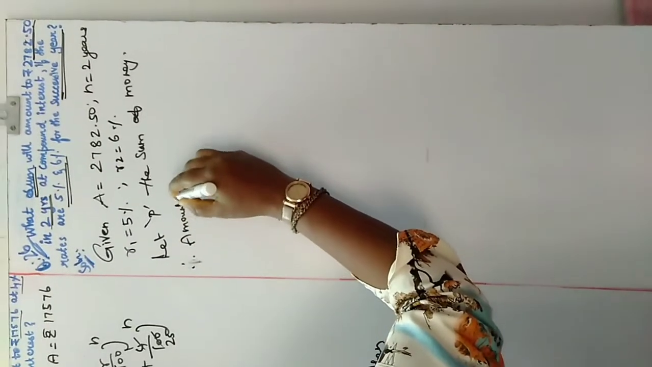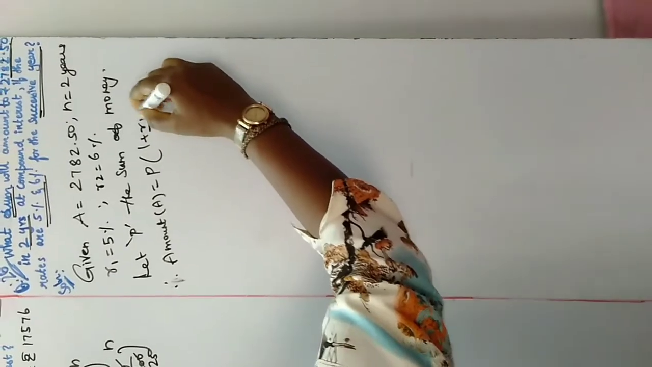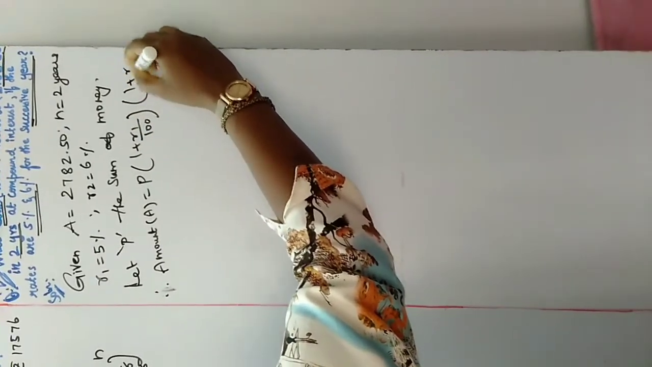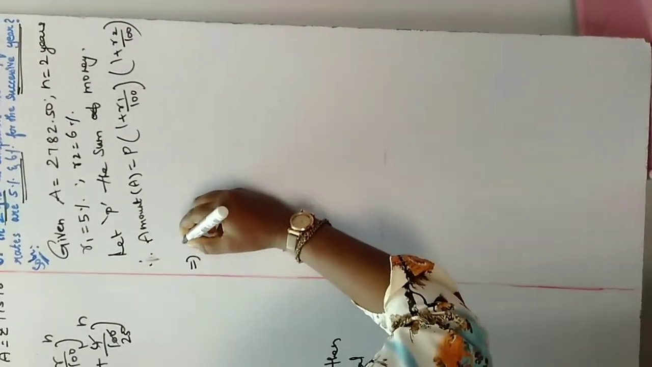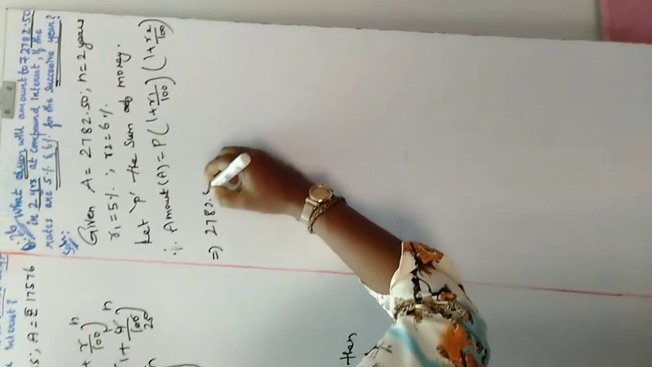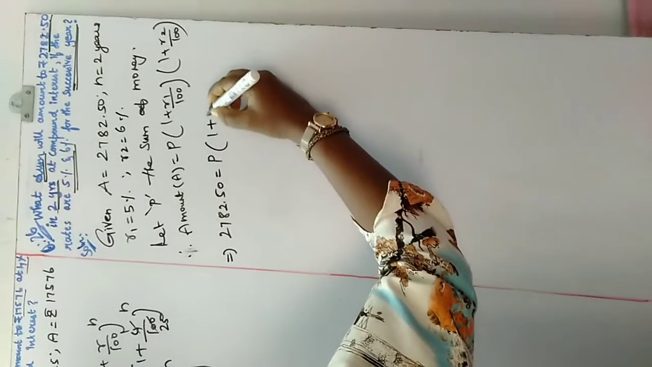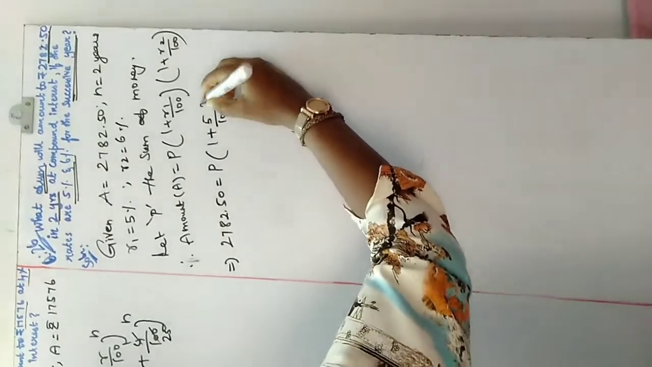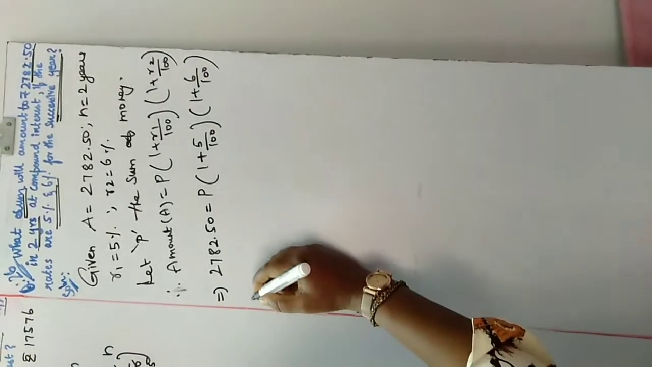amount A equals P into 1 plus R1 by 100 into 1 plus R2 by 100, since successive rates of interest are given here. So which implies 2782.50 equals P, that is, 1 plus R1 here is 5 by 100 into 1 plus 6 by 100. Okay.